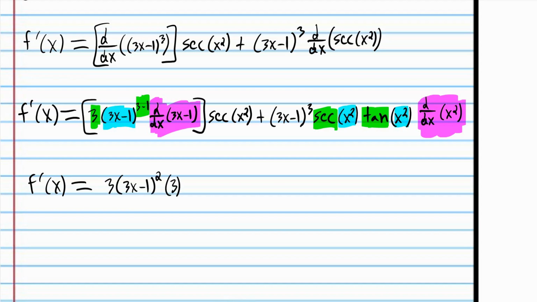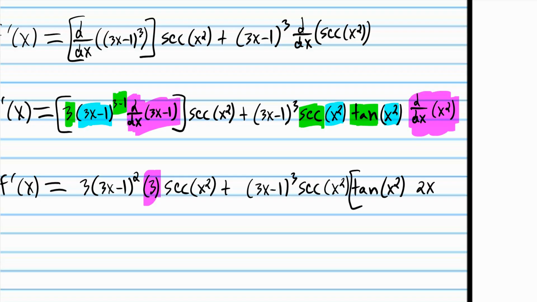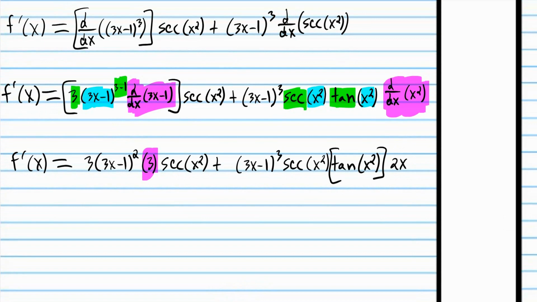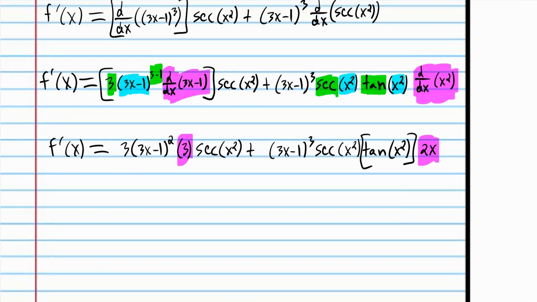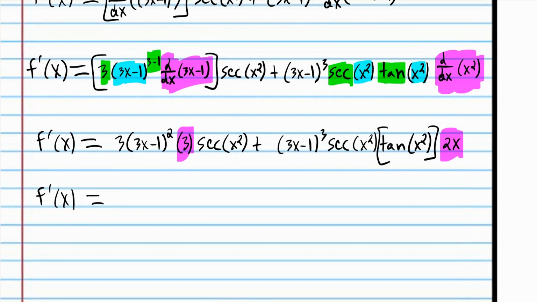The derivative of 3x minus 1 is 3. And just rewriting this, the derivative of x squared is 2x. So now we probably should put some brackets just so we know that this is not part of the tangent function. It's just multiplied. So again, go back and double check. Don't go forward until you've double and triple checked, because you don't want to waste your time.